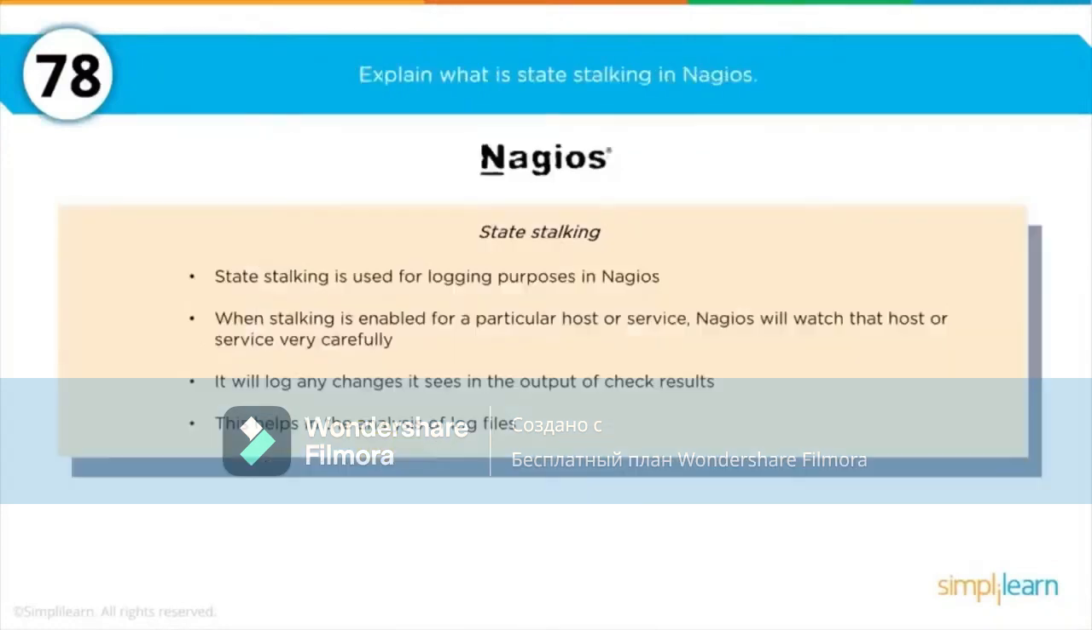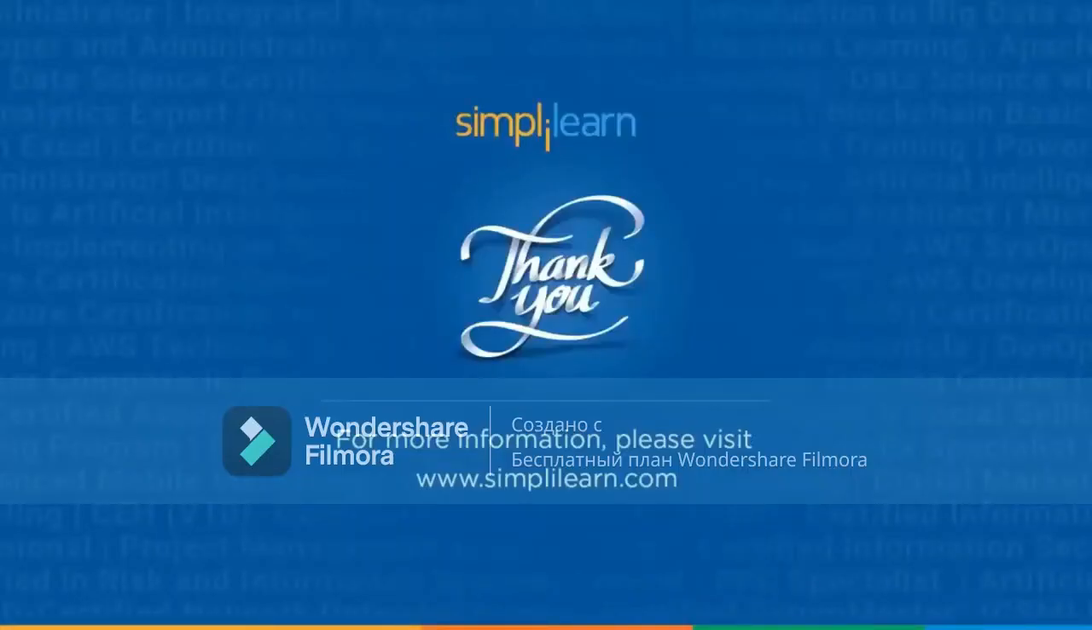So finally, explain what is state stalking in Nagios. There are really 4 options here when you're talking about state stalking. State stalking is used for logging purposes in Nagios. It allows you to enable it for a particular host or service that Nagios will watch over very carefully. It will log any changes it sees in the output of the check results, and then finally helps the analysis of log files.